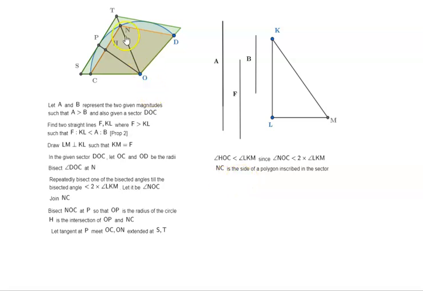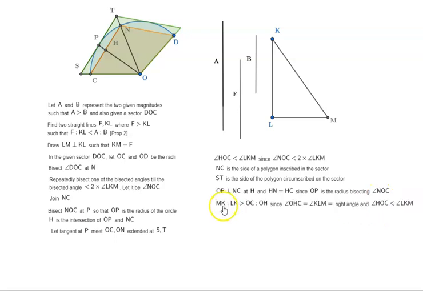NC is the side of a polygon inscribed in the sector and ST is the side of the polygon circumscribed on the sector. OP is perpendicular to NC at H and HN is equal to HC, since OP is the radius bisecting angle NOC.